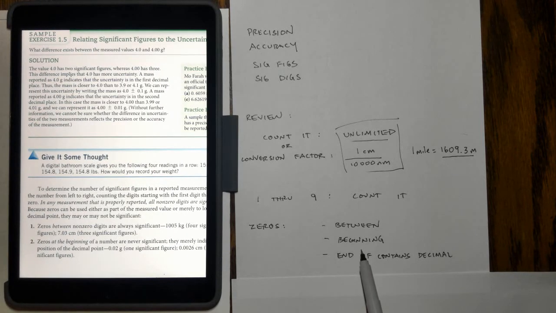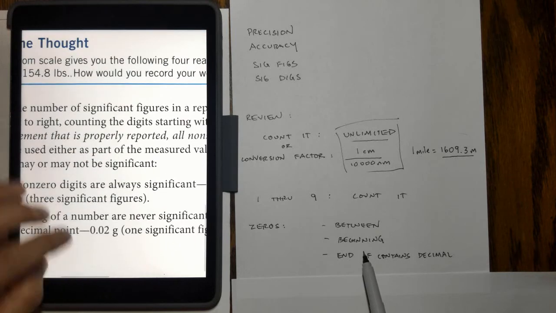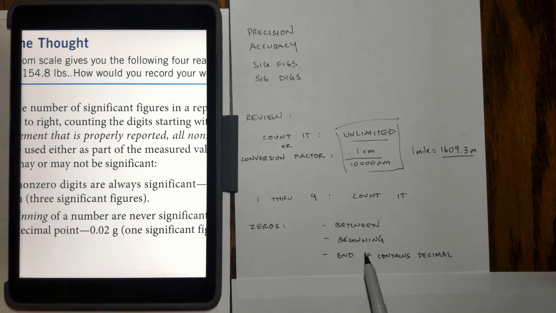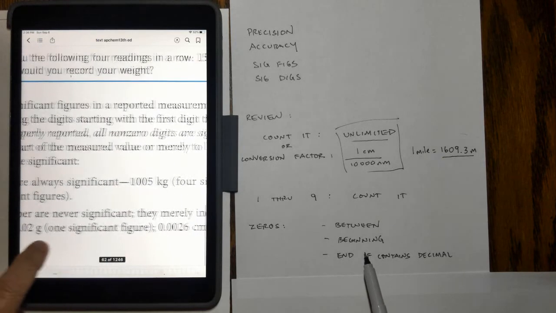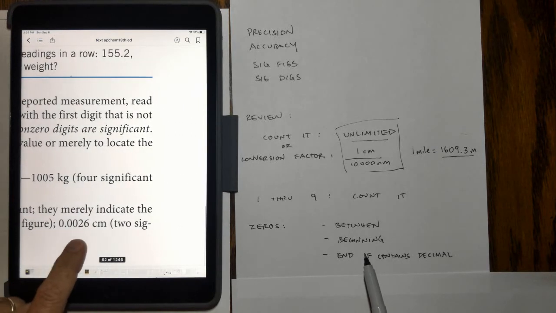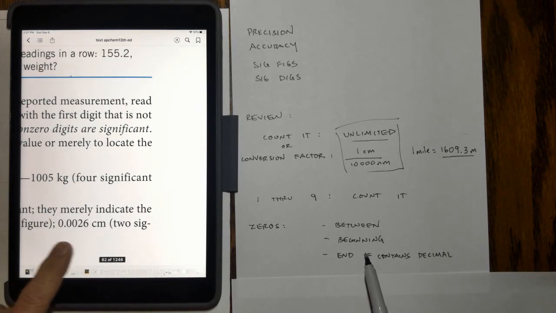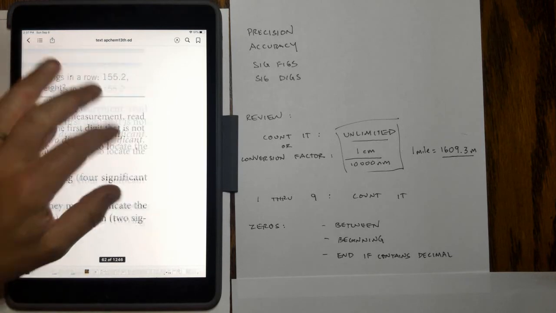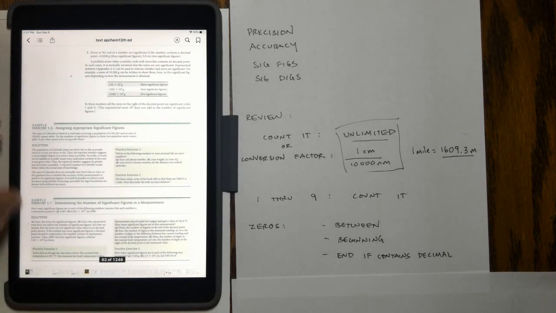Zeros at the beginning of a measurement are only placeholders, and so they don't count. So like 0.02, those 2 zeros don't count. That would only be 1 significant figure. 0.0026, the 2 and the 6 would count, but the leading zeros do not count because they're only placeholders.